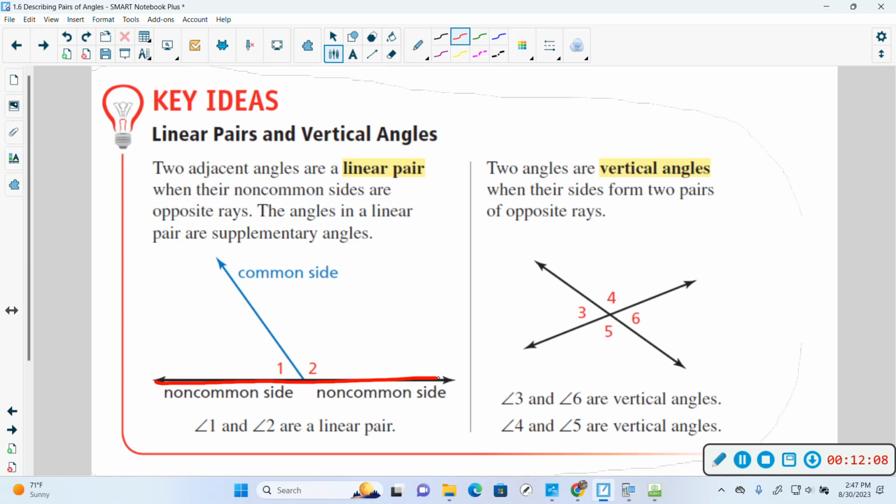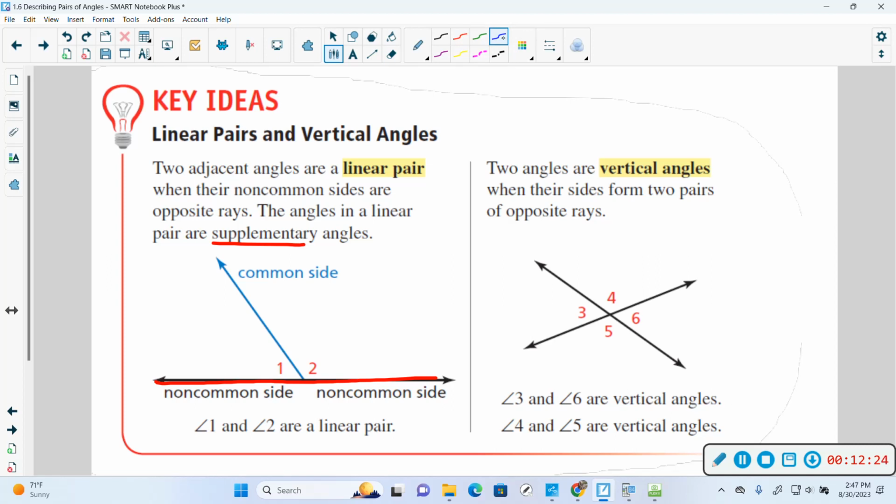Always share a side. All linear pairs, supplements, straight angle, 180. Linear pair, straight angle, supplements, all means 180. We have like 4 ways to say the same thing. This we need to talk about. This is new, you haven't seen.